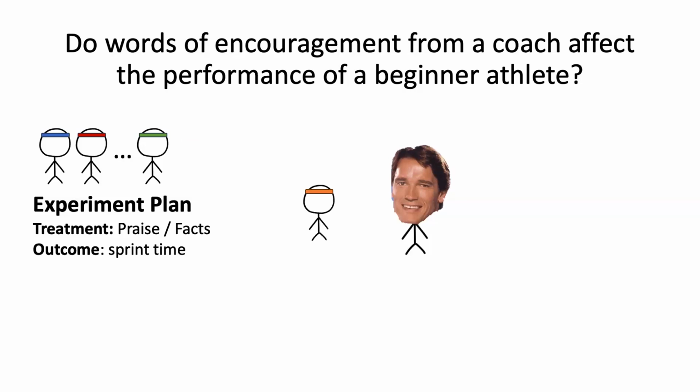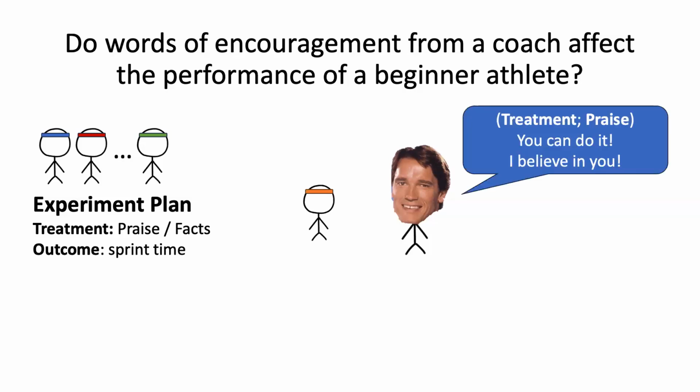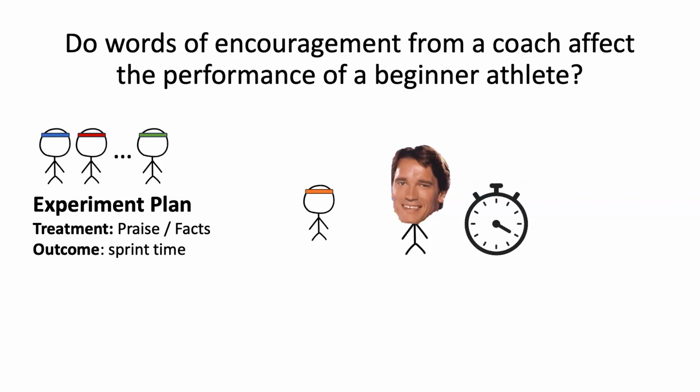Okay, so the first person comes into the experiment, and the coach will flip a coin, and he'll either say some praise, so that's the treatment, like, I believe in you and you can do it, or he'll give the control, which is just some fact, like a standard time for a 100-meter sprint is 35 seconds. Okay, so not too inspiring, but that's the control, so that's fine. Okay, and then he'll pull out his timer, and the participant will do their best to sprint 100 meters, and we're going to record what the time is.